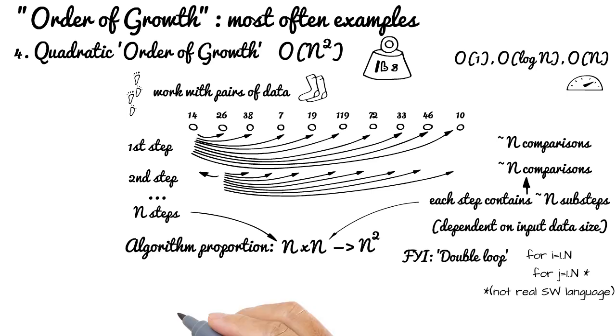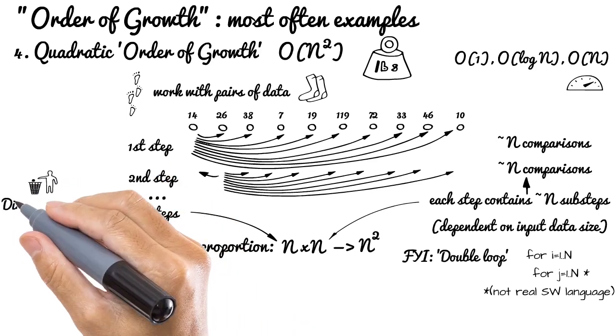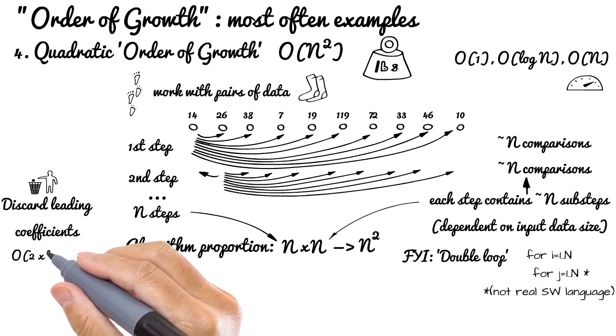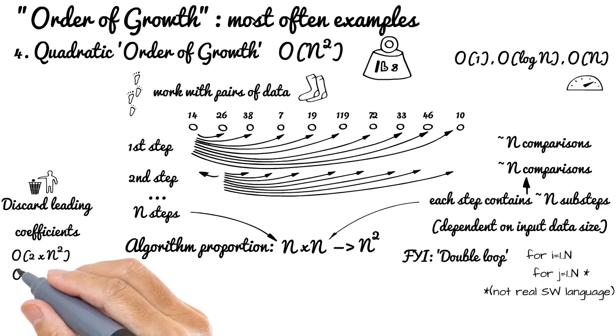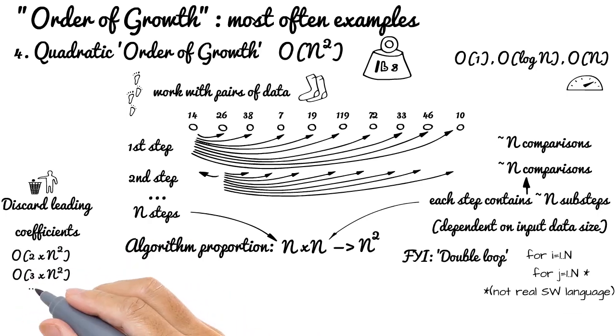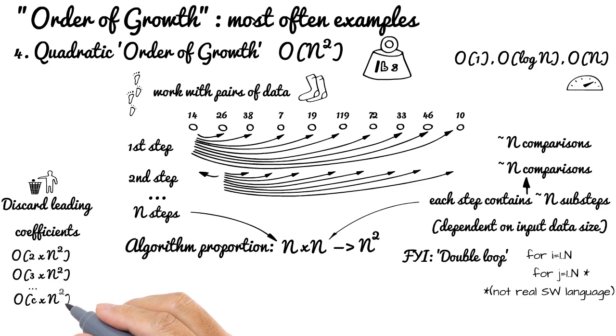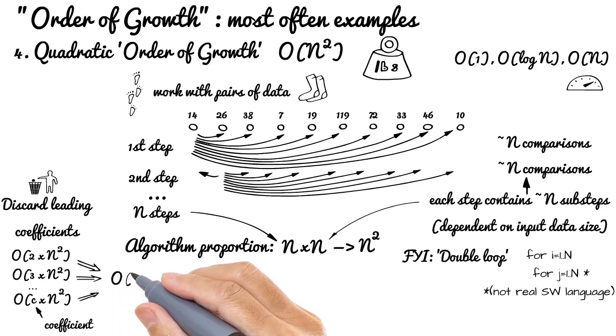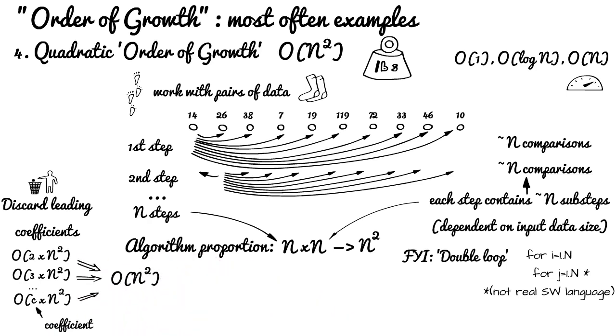Again, order of growth focuses on proportions. Leading coefficients are discarded. If instead of just n operations for the first value, you have 2 multiplied by n operations, or 3 multiplied by n operations, or c multiplied by n in general, the leading coefficients 2, 3, or any other c are ignored for order of growth. Big O notation will look like O n power by 2, with no coefficient mentioned.